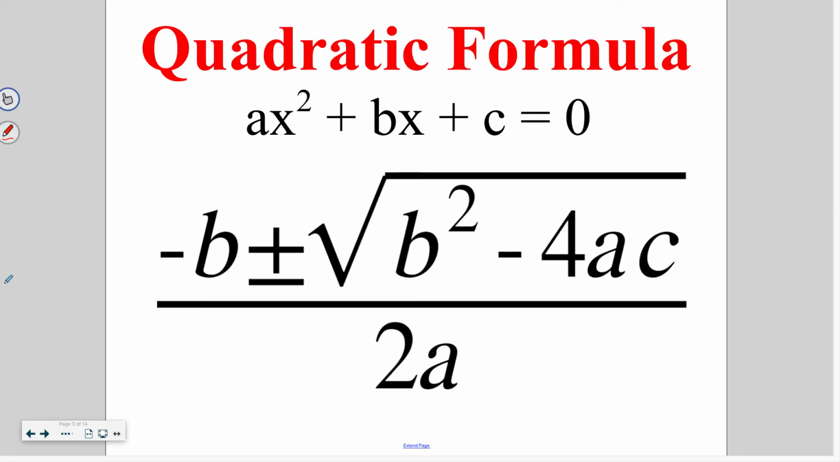The quadratic formula is negative b plus or minus the square root of b squared minus 4ac all over 2a. It is extremely important that when you are using this formula, your quadratic is written in standard form. So ax squared plus bx plus c. X squared has to come first, x has to be in the middle, and any number value has to be last. So if your quadratic equation is not in that order, you need to rearrange it before you can plug it into the quadratic formula, which is again negative b plus or minus the square root of b squared minus 4ac all over 2a.